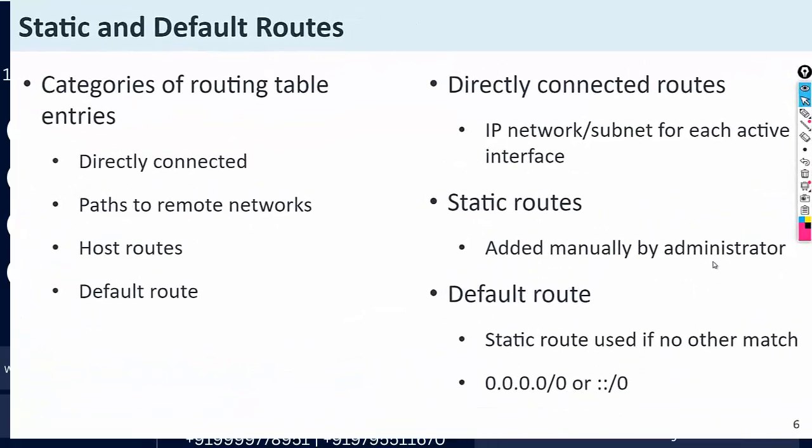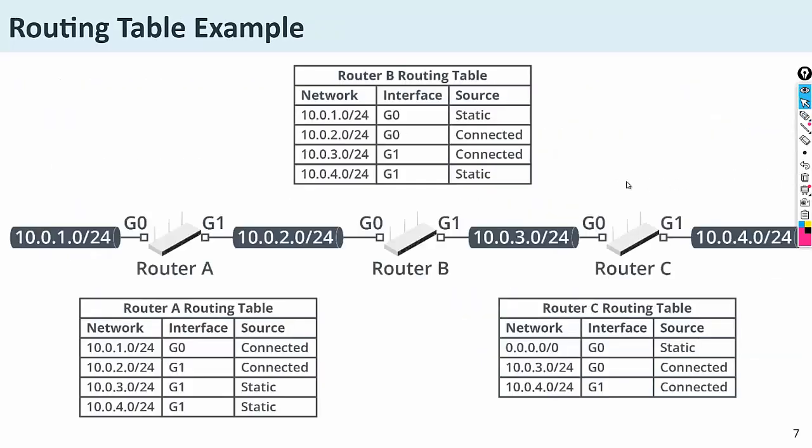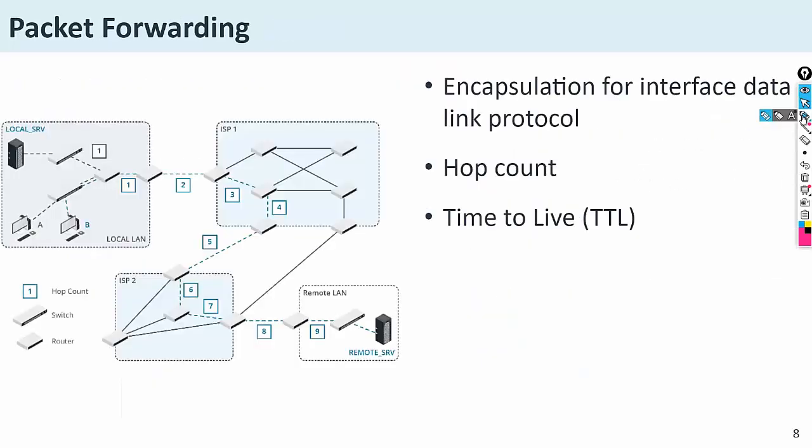Static route is where you are adding the route manually. Directly connected, I have told you already, is our directly connected or the active interface. So here is the packet forwarding. How does packet forwarding happen?